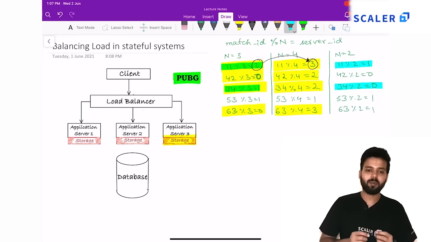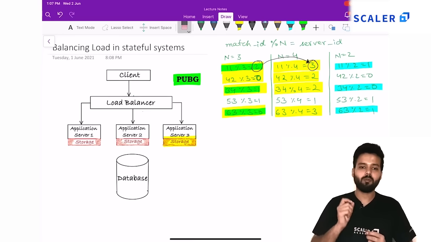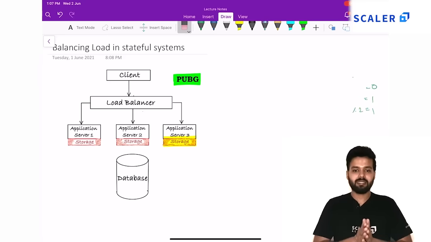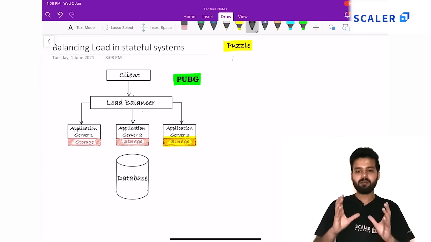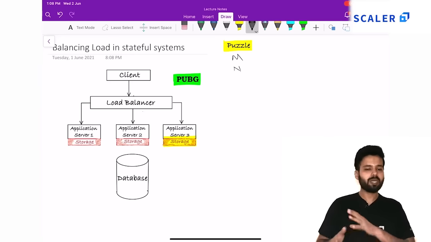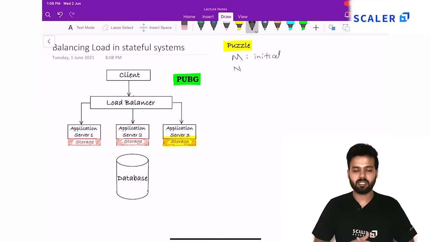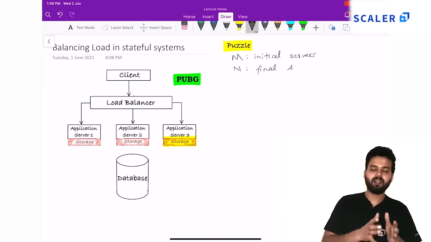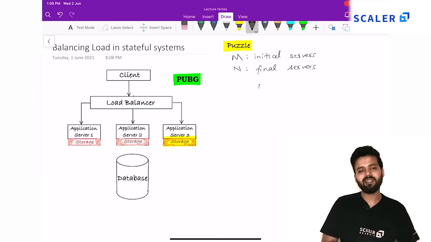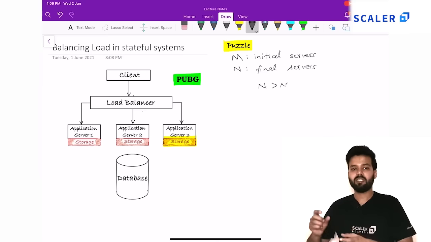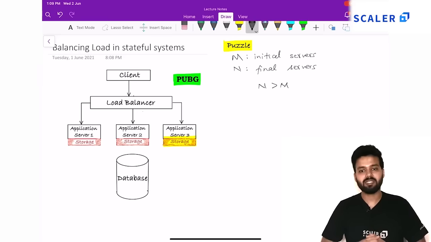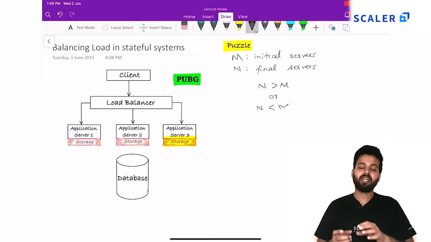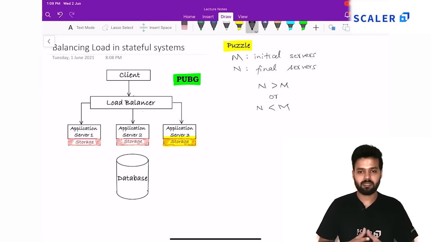Now, before winding up, I would like to give you a home assignment. That's a maths puzzle. The puzzle goes like this. Consider initially there are m servers in the cluster and you can add or remove servers from the cluster. Let's say you do some add or remove operation and the final number now becomes n. This n can be greater than m, meaning that I have added new servers in the cluster, or it can be less than m, which means that I have removed a few servers from my cluster.